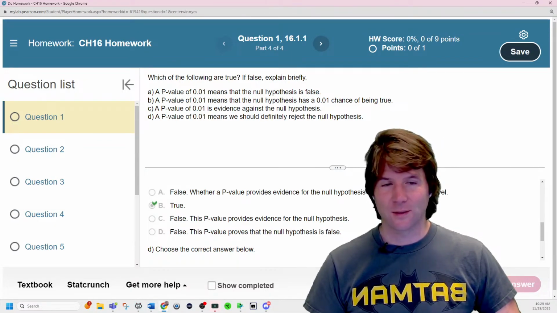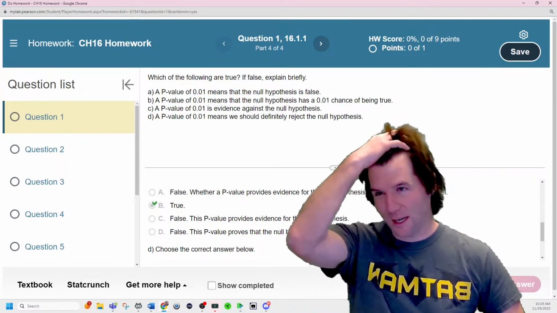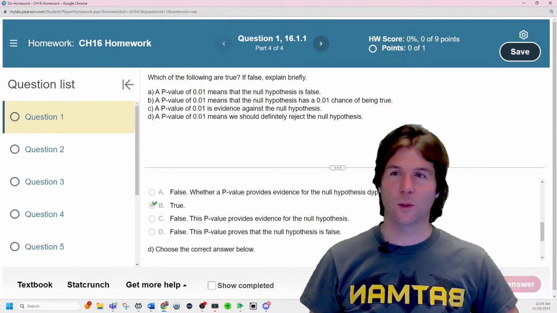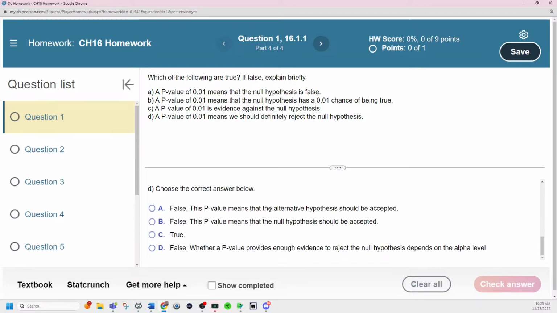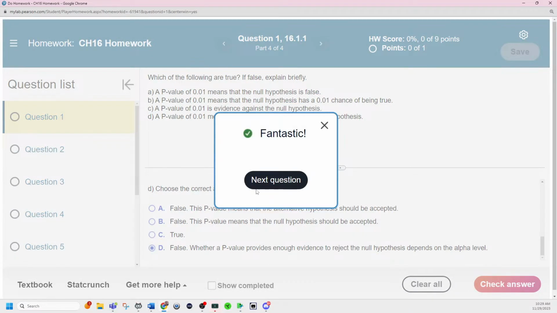Why is that not the right answer? Like sufficient evidence. I guess 0.01 is always evidence, but is it sufficient to reject the null? That's tricky. Choose the correct answer below. A p-value of 0.01 means we should definitely reject the null. Now they're going to mention alpha. Now they're just going to alpha right there.